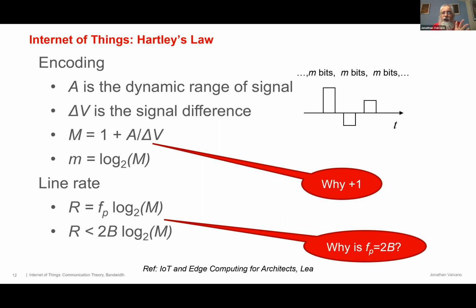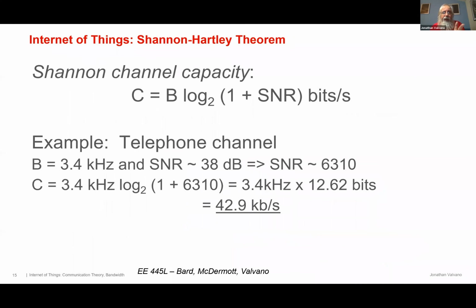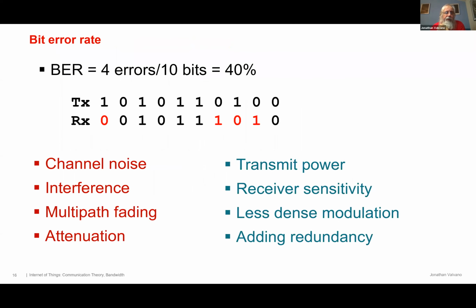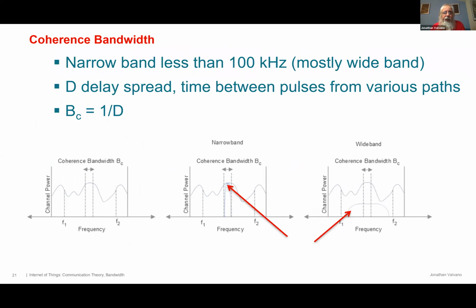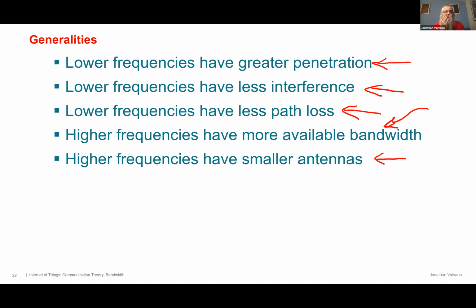So the term that goes up in the information rate is the frequency. Increasing the frequency does bring along more bandwidth. Okay. I didn't mean to overkill that. And higher frequencies need smaller antennas. Okay. Again, it's a wavelength thing. All right.